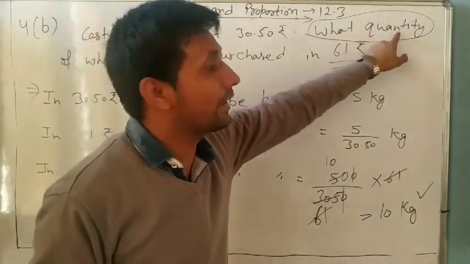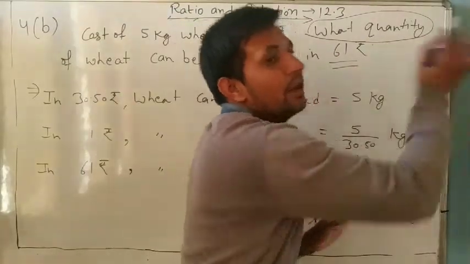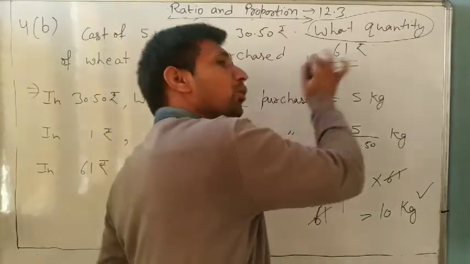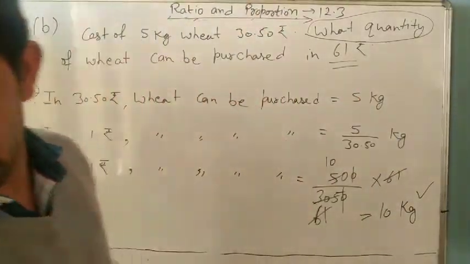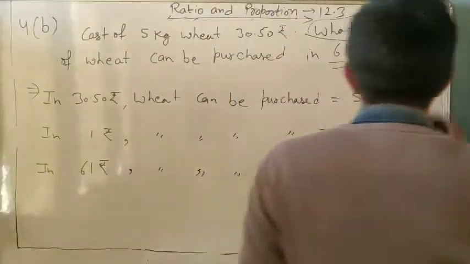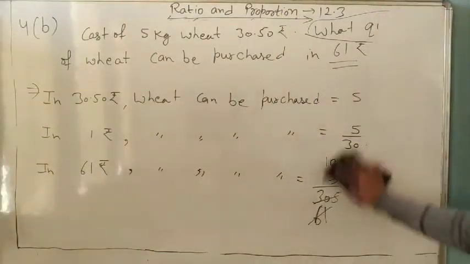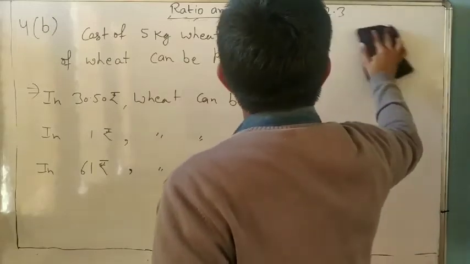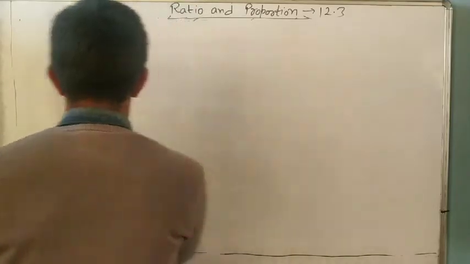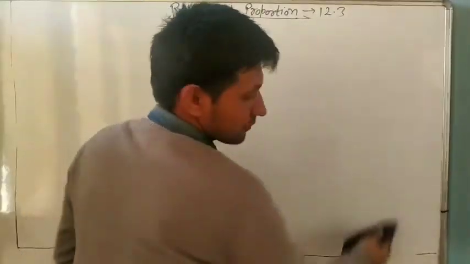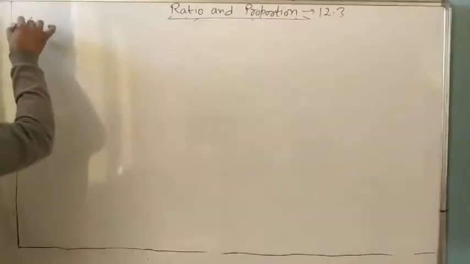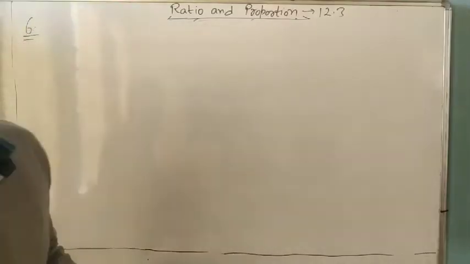Only, dear, you have to remember what we want to find. We want to find quantity. So quantity we will write after the equal sign. And if you are asked what is the cost, then we will write cost after the equal sign. Understand it? It is easy. Okay. Next is question number 6. Question number 5, do it yourself. Question number 6.